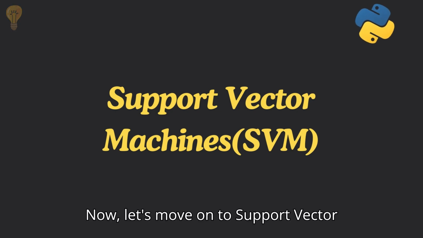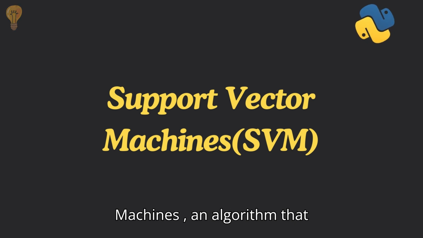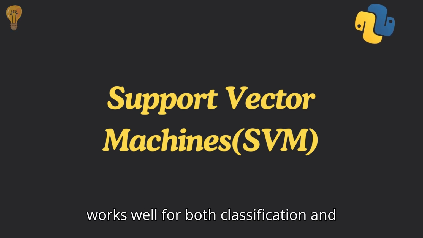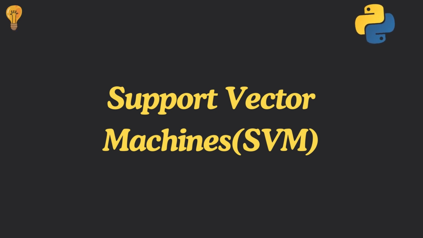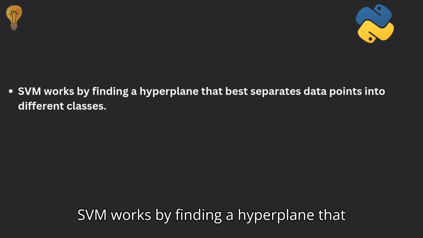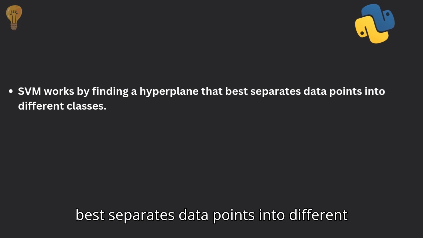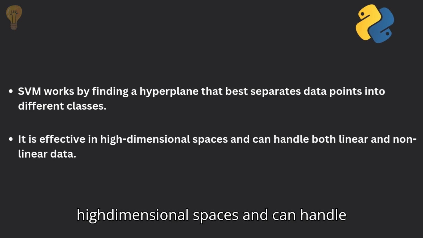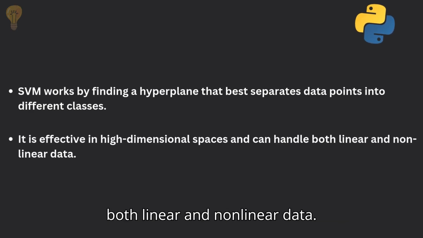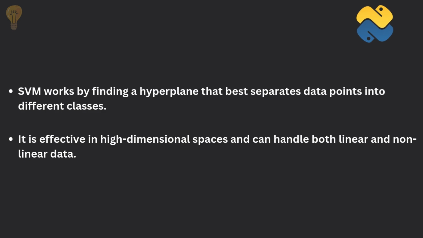Now, let's move on to support vector machines, SVM, an algorithm that works well for both classification and regression problems. SVM works by finding a hyperplane that best separates data points into different classes. It is effective in high-dimensional spaces and can handle both linear and nonlinear data.